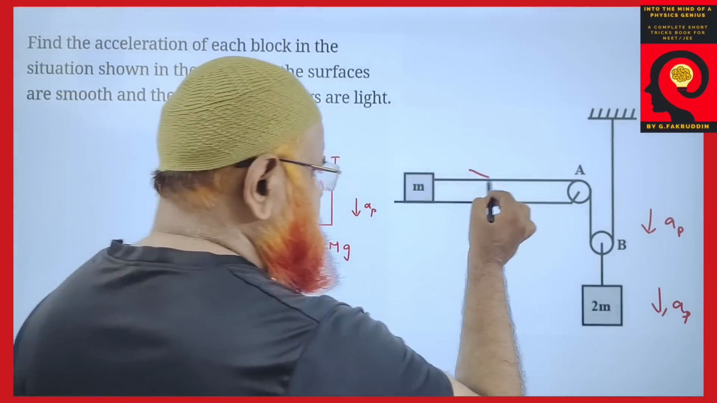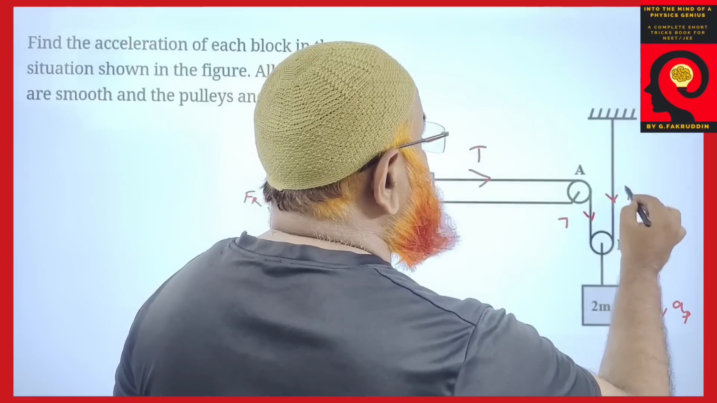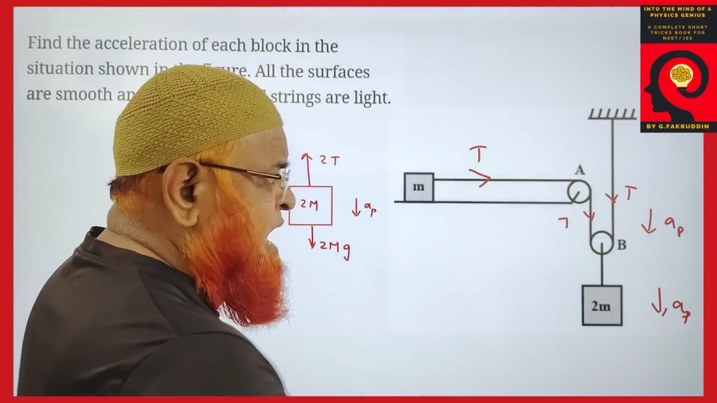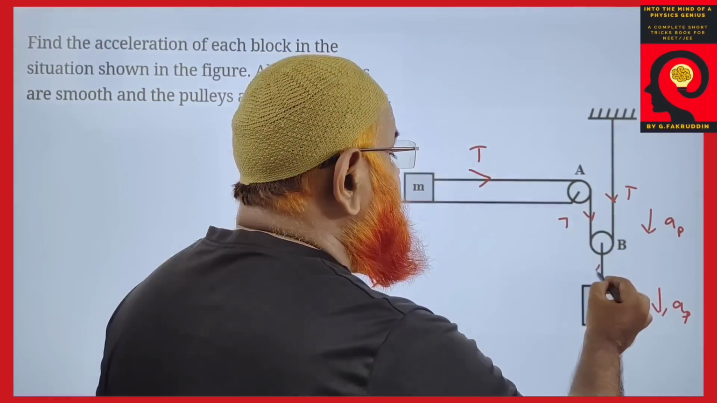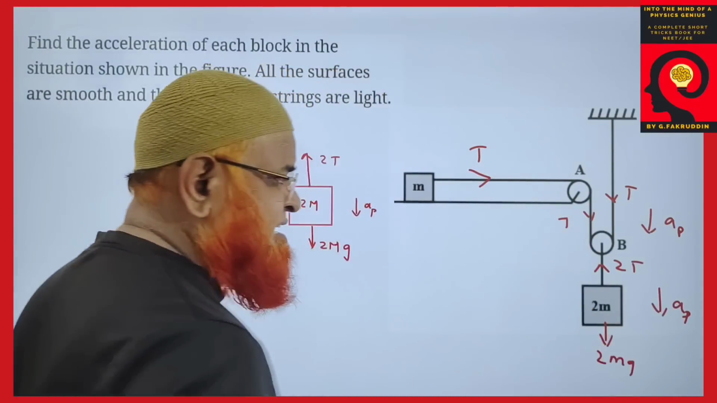Here you should take that this is having a tension T. That means this is also having tension T. This is also having tension T because it is a single rope. And these two tensions combined together are taken as 2T. And here you can take 2mg acting downwards.